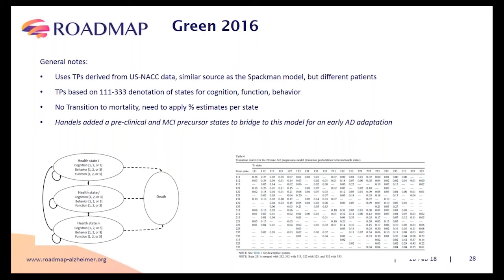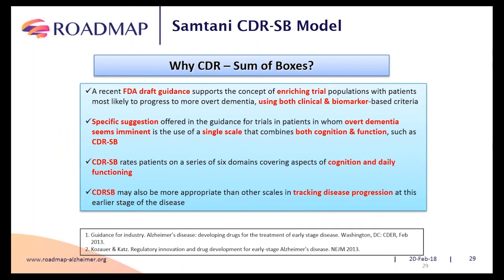And I believe this might be the last model on the list that I'm speaking about, which is the Samtani CDR sum of boxes model. And just to highlight that the Samtani model is an important model to consider because not only is it a very elegant description of disease progression, but it also is looking at the CDR sum of boxes, your clinical dementia rating scale sum of boxes. And this is a very relevant endpoint because this is an endpoint that's approved by the FDA and supported by the EMA for clinical trial development.